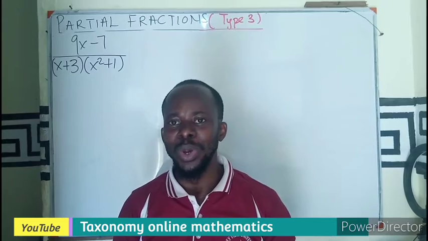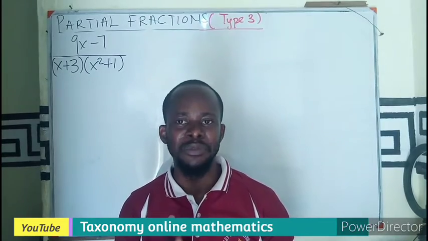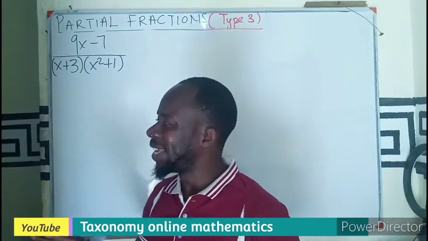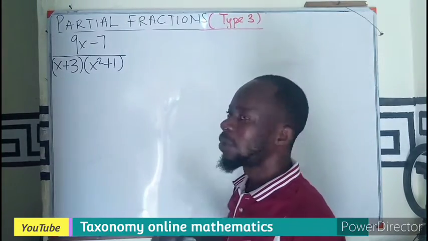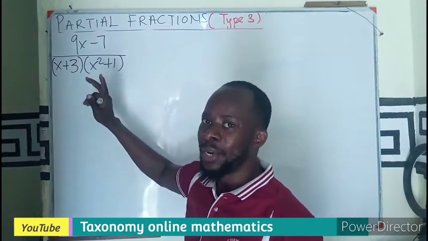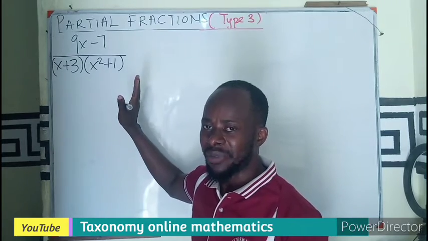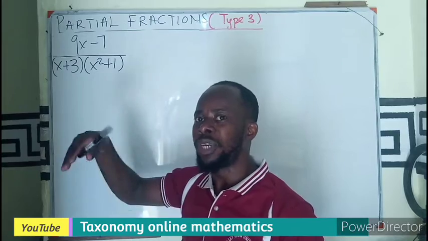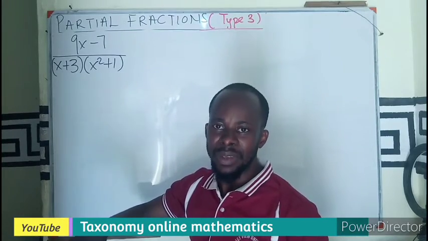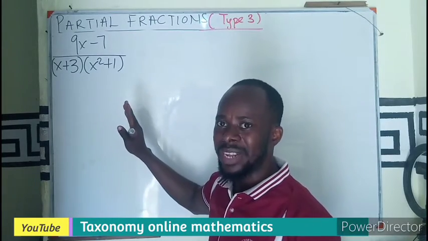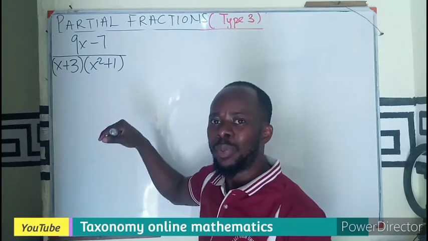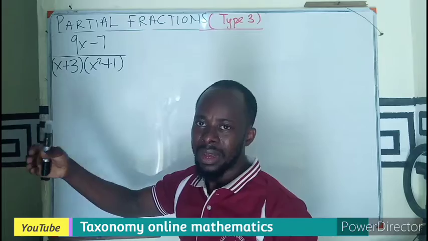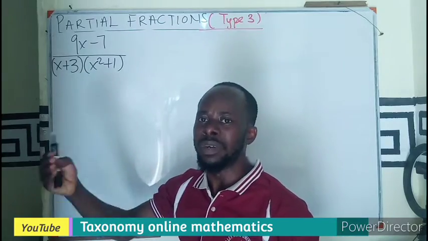We are continuing with partial fractions. This is episode 3, and we are taking type 3. We learned that partial fraction decomposition is based on the type of denominator that the fraction has. The third one says that the denominator contains a quadratic factor that is non-repeating.